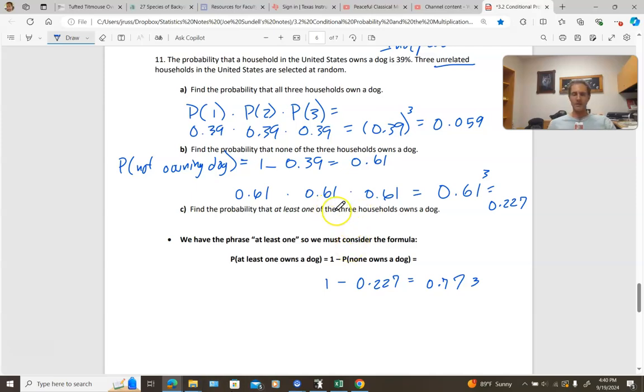Okay, because these events are complements of each other. The complement to all 3 houses not having a dog is that at least one of those 3 houses has a dog. One has a dog, or maybe 2 have a dog, or all 3 have a dog. Okay.